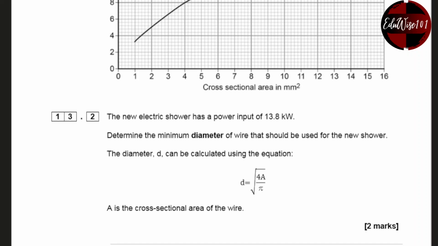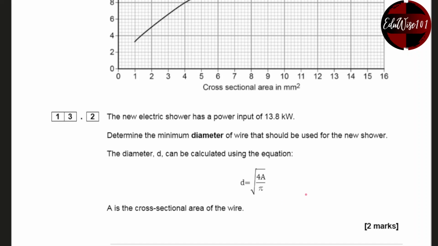The new electric shower has a power output of 13.8 kilowatts. Determine the minimum diameter of the wire that should be used for the new shower. The diameter D can be calculated using the equation. Now, as part of your GCSE, they're going to give you an equation that you haven't seen before in order to test that you can actually use different equations.